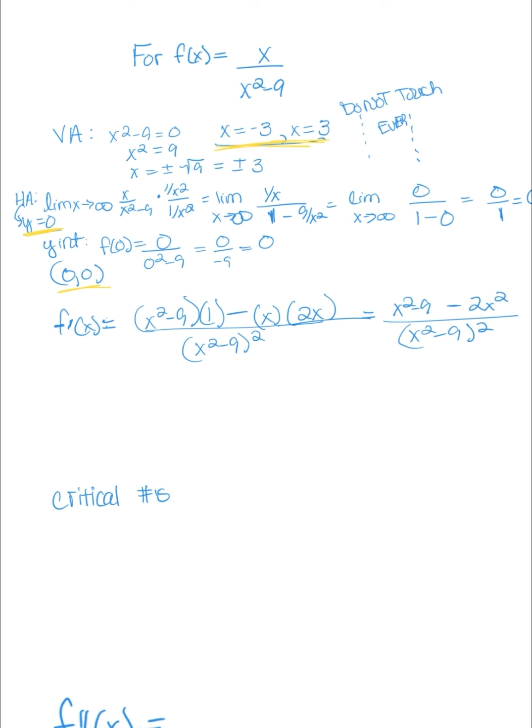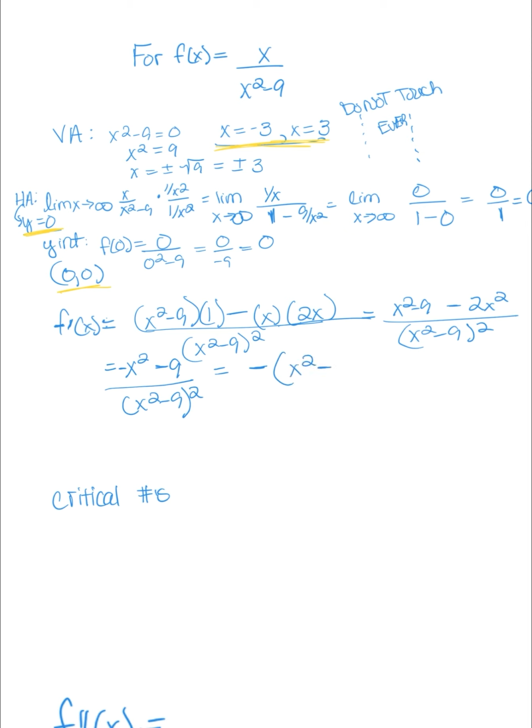All right, and now you can't just cancel this guy right here from this. You can't just take him out because he's not factored out. He's still a part of what's going on. He's actually minus something, right? So we haven't pulled him out front, so you cannot cancel these two. All right. And so that's going to give us an x squared minus 2x squared, which is going to give us a minus x squared minus 9 over x squared minus 9 squared.